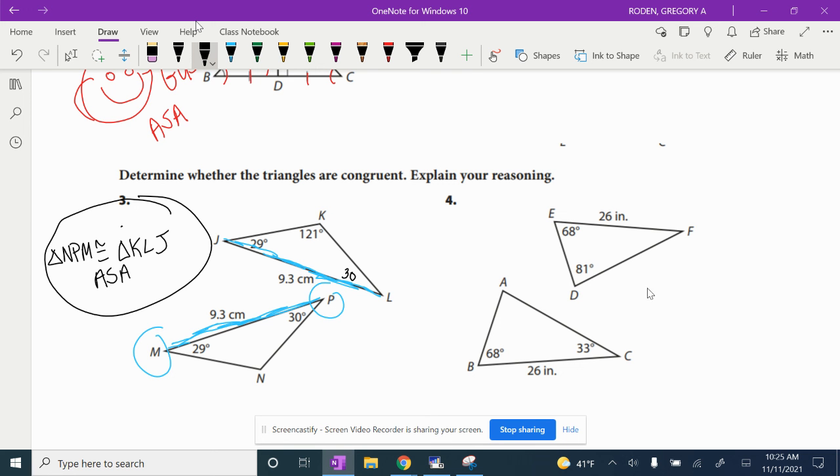No. Well, this is a big fat no. Why, guys? Because just looking at it. Well, yeah, but we don't go by the looks in geometry. We go by what the angle is. Let's look at F really quick.